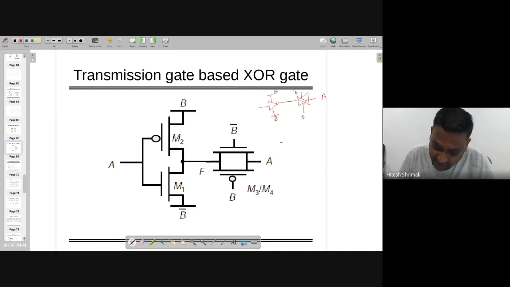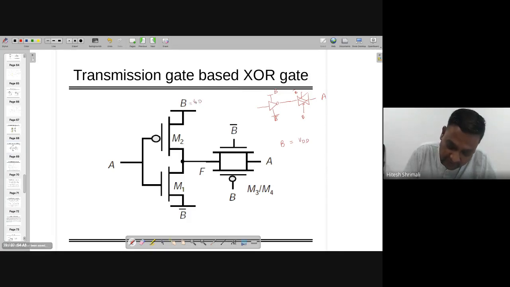So if B is equal to VDD, what is going to happen? This is connected to VDD, this is connected to ground, right? And this is the output, by the way, F, and this transistor becomes off, this transistor also becomes off. So F equal to A bar when B equal to VDD, right? That is what happens over here because of these two transistors off.